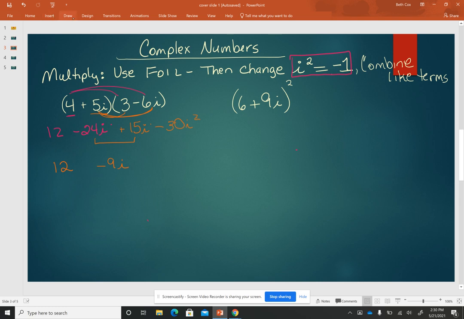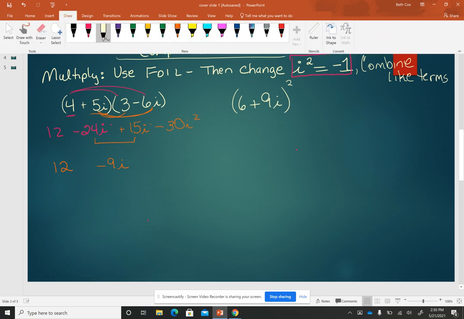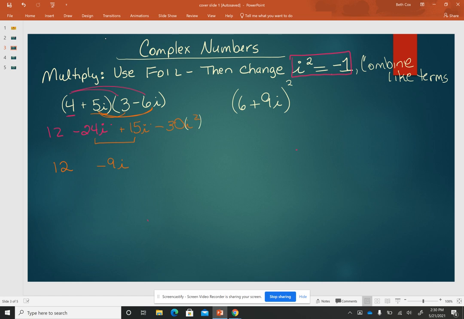And then here's where it comes different. That i squared is actually a -1 and it's multiplied. So that becomes a plus 30. And now I'm going to continue to combine like terms, and I get 42 minus 9i. And that's my answer. And it's a complex number. It's in the form a plus bi, where you have a real number and then you have a bi term. Okay? All right, let's do this next one.